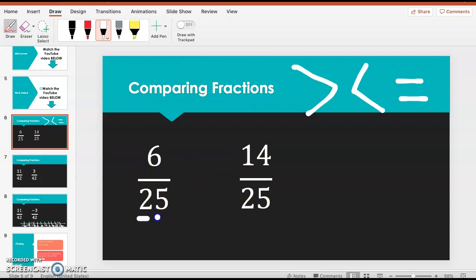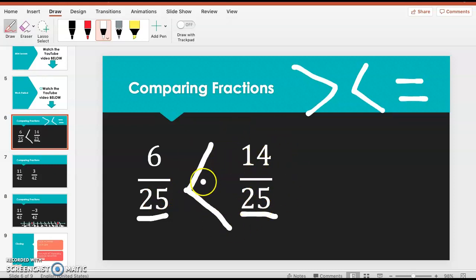Well, we know that these numbers are the same, meaning that they have equivalent denominators, okay? They're both equal, 25 and 25. So really the only numbers that we're comparing are 6 and 14. So let's do that. Which number is bigger, 6 or 14? Yep, 14 is way bigger than 6. So 6 over 25 is less than 14 over 25, okay?